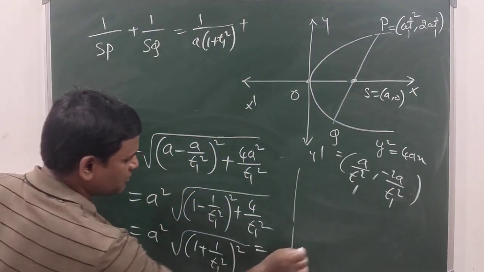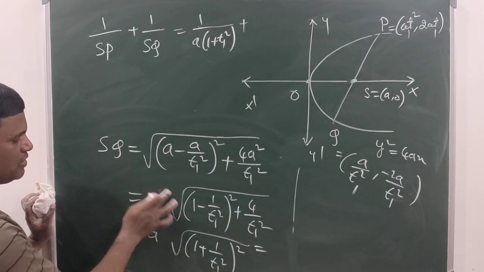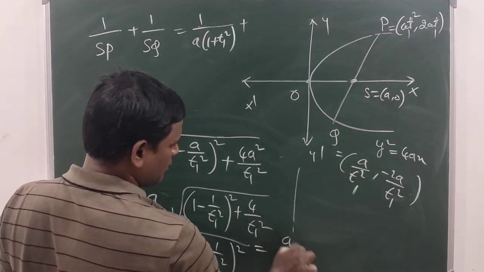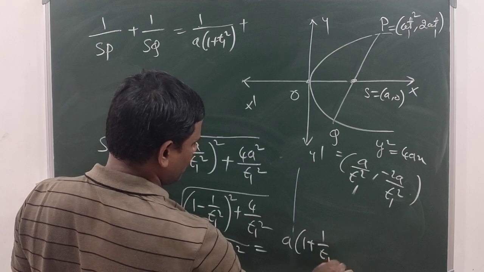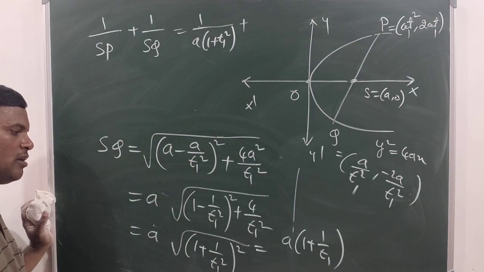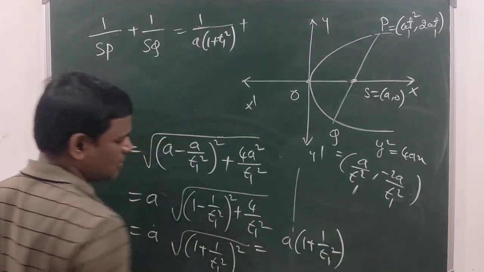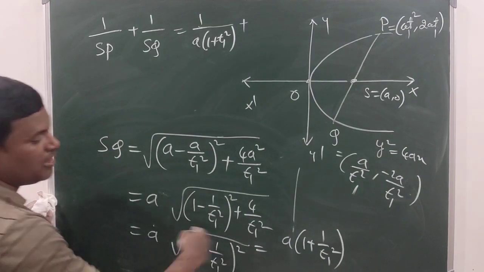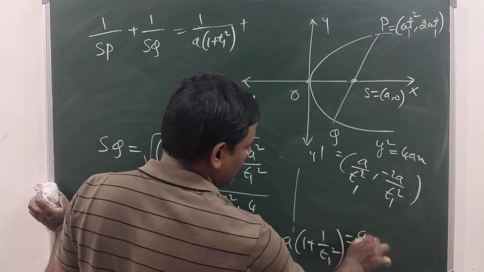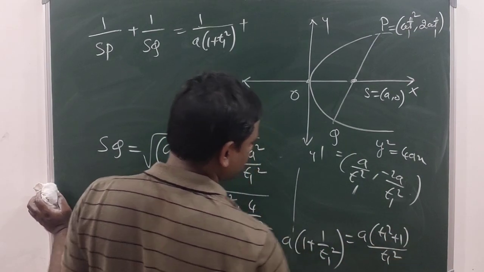So if you simplify this one, here when it is outside, it will come as A only, not A square. A of 1 plus 1 by T1, we will get. A of 1 plus T1 square. Now cross multiply. So if you simplify this, what do you get? A of T1 square plus 1 by T1 square.